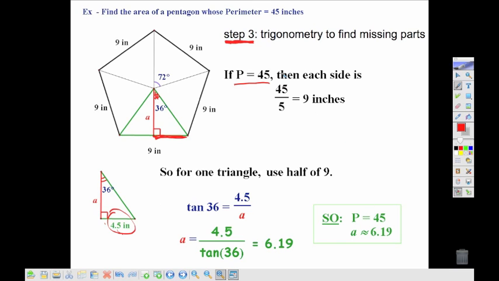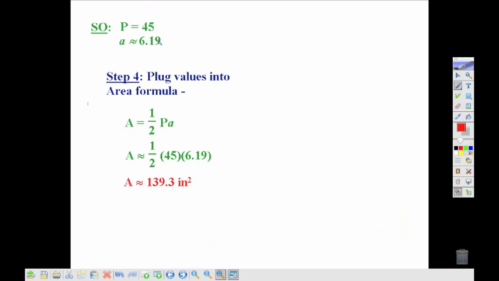I know that my perimeter was 45 because it was given. I've just found my apothem using my formula with tangent here at 6.19. So I can plug that into my formula. Perimeter is 45, apothem, area equals 1/2 PA. And that gives us a value in inches squared.